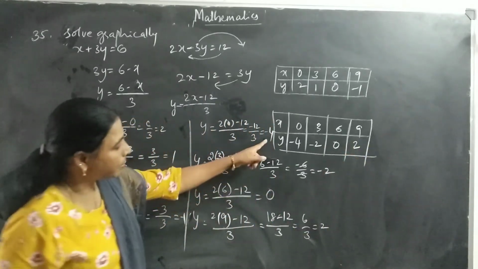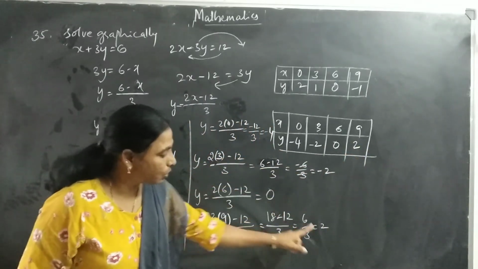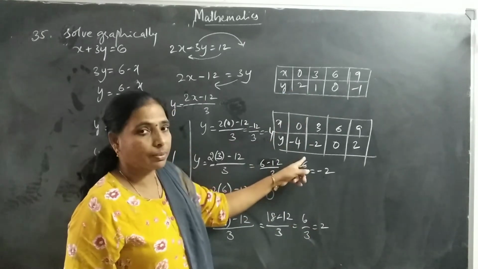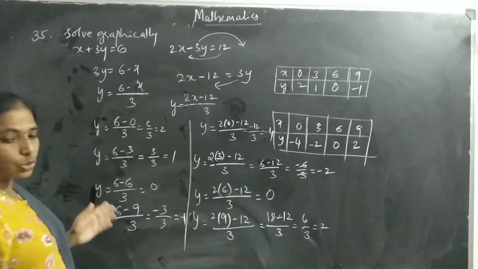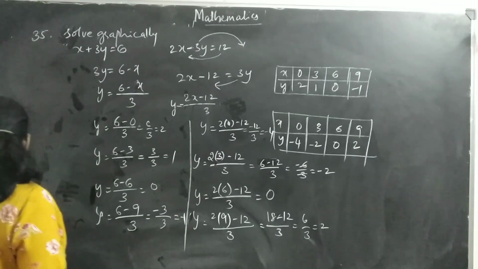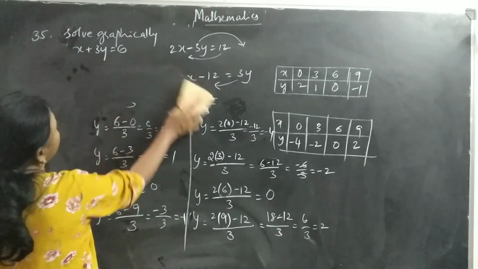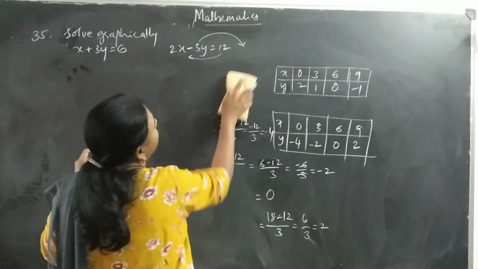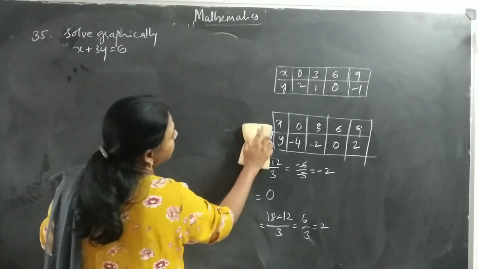See? Minus 4, minus 2, 0 and 2 are the answers. Now I got these two tables. Now I will erase all this to draw the diagram or the graph. So how to make this graph? You know that in a graph how to mark them, isn't it?